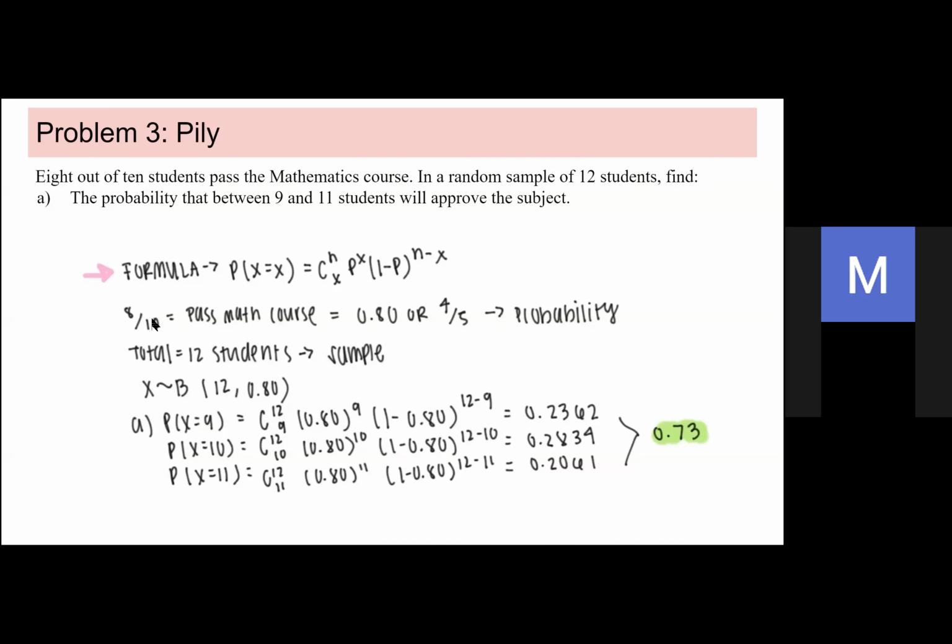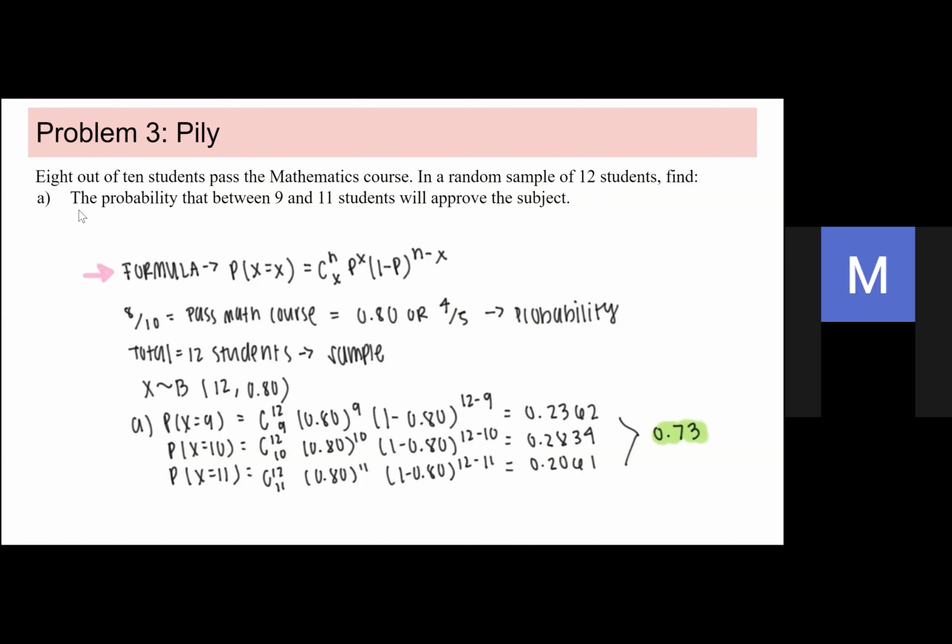I will start explaining problem number 3. 8 out of 10 students pass the mathematics course. In a random sample of 12 students, find the probability that between 9 and 11 students will approve the subject.